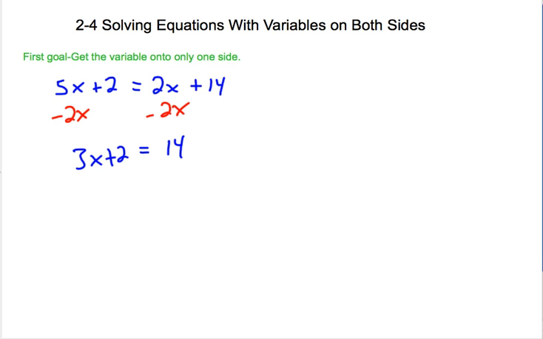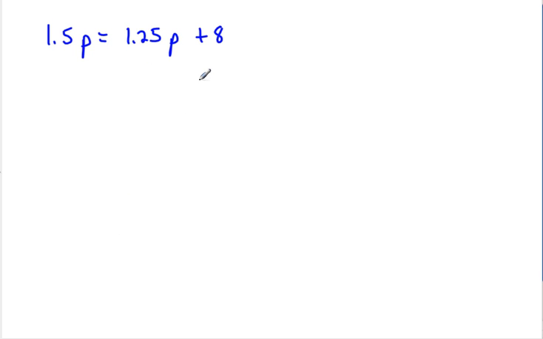Now we can just solve it as a normal two-step equation. We can subtract 2 from both sides, and that gives us 3x equals 12, and then we can divide both sides by 3 and get x equals 4. As usual, you should double check to see if that solution works. So we get 22 on this side, and 8 plus 14 is 22. So this is correct. All right, let's try some more.